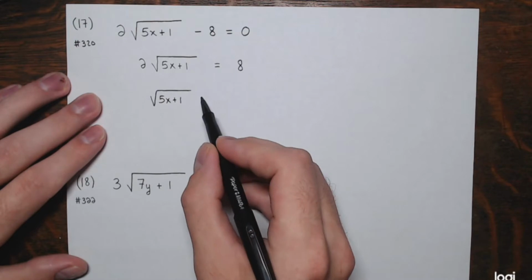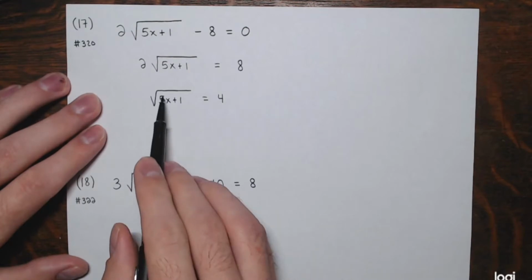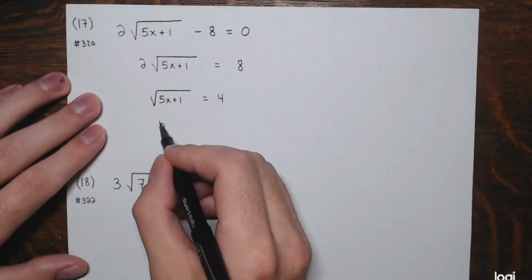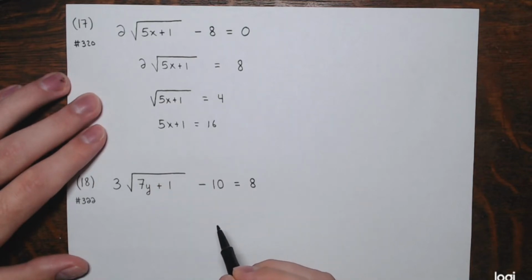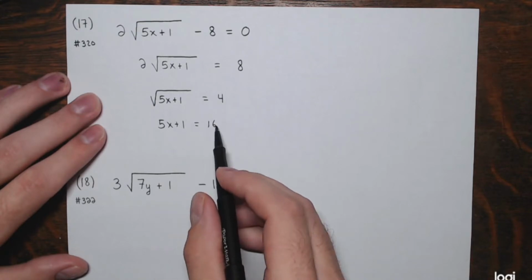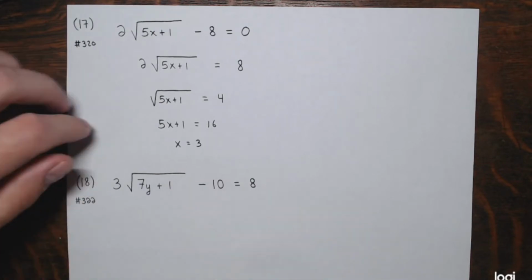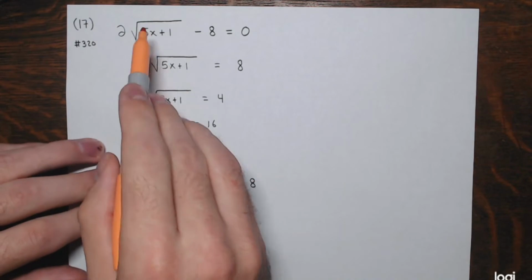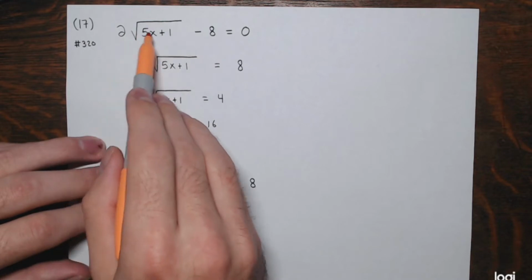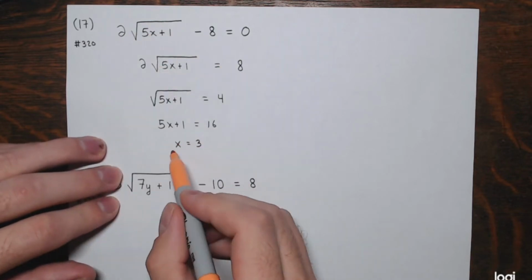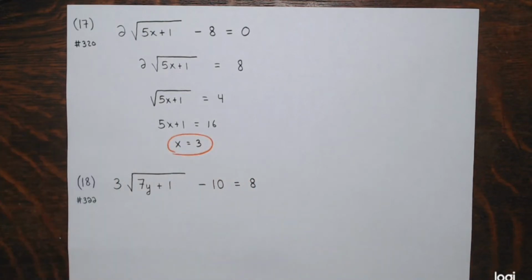So the square root of 5x plus 1 equals, 8 divided by 2 is 4. Then square both sides. 5x plus 1 equals 16, right? 4 squared is 16. Then x must be 3, right? Subtract 1 to get 15, divide by 5. X must be positive 3. Alright, and don't forget to check. 5 times 3 is 15, plus 1 is 16. The square root of 16 is 4. 2 times 4 is 8. 8 minus 8 is 0. You would end up with 0 equals 0, a true statement. So 3 is a valid solution.